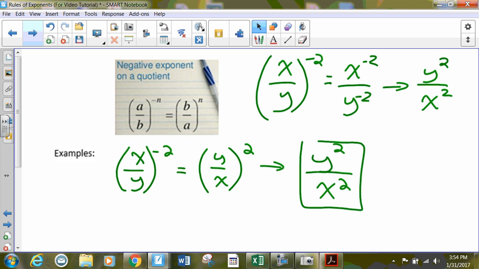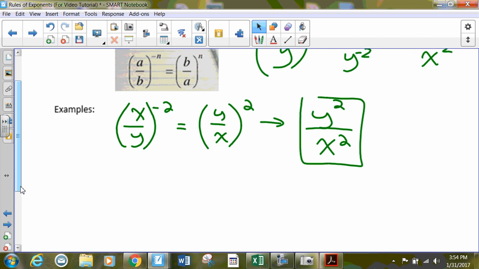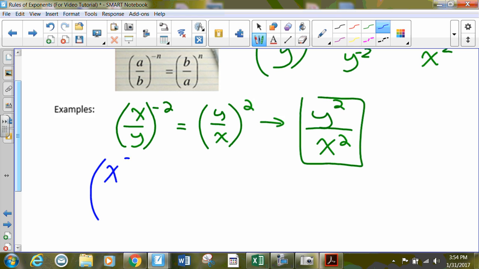What if we had, let's combine some rules. What if we had x squared over y cubed to the negative 3 power? Well, the first thing we're going to do, we could do it the long way. I'm not going to stop you. We could go ahead and use power to power and all that. But I'm going to go ahead and use this new rule that they gave me, which I'm going to flip.